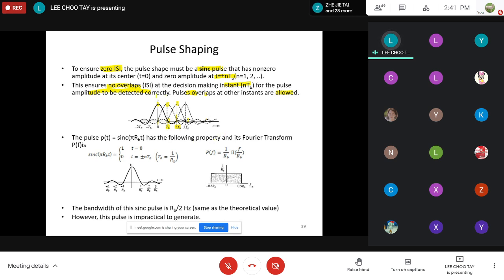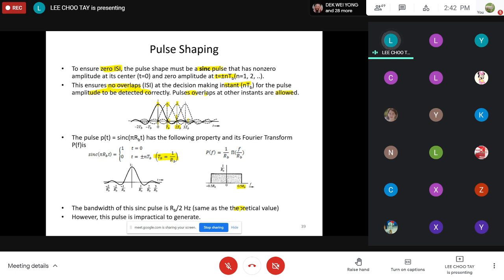So this is the sync pulse in the time domain. If you plot it, the waveform is going to look like this, and 1 over RB is your bit duration. If you look at the Fourier transform of the sync pulse, you basically get a rectangular pulse. This rectangular pulse has a bandwidth of RB over 2, which is the same as the theoretical value that we derived previously.